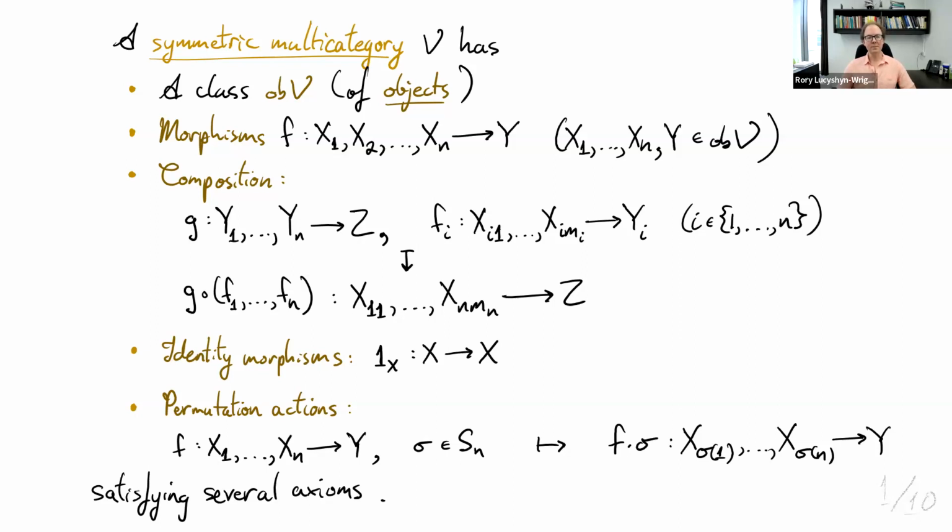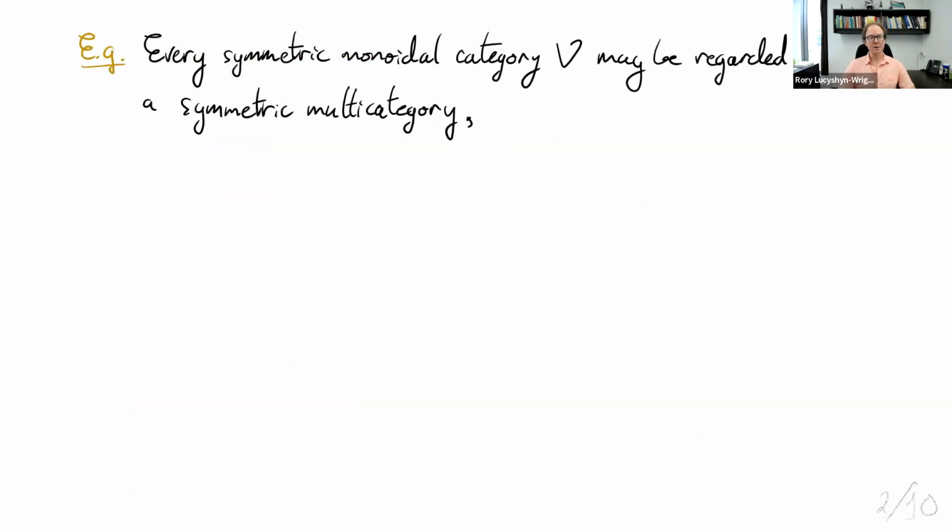Okay, so symmetric multicategories generalize symmetric monoidal categories in a certain sense, because every symmetric monoidal category V may be regarded as a symmetric multicategory. In other words, we get an example of a symmetric multicategory with morphisms obtained in the following way. We look at morphisms f from the monoidal product of several objects x1 through xn to y in the given symmetric monoidal category V. And in this way, we can regard symmetric monoidal categories as symmetric multicategories.